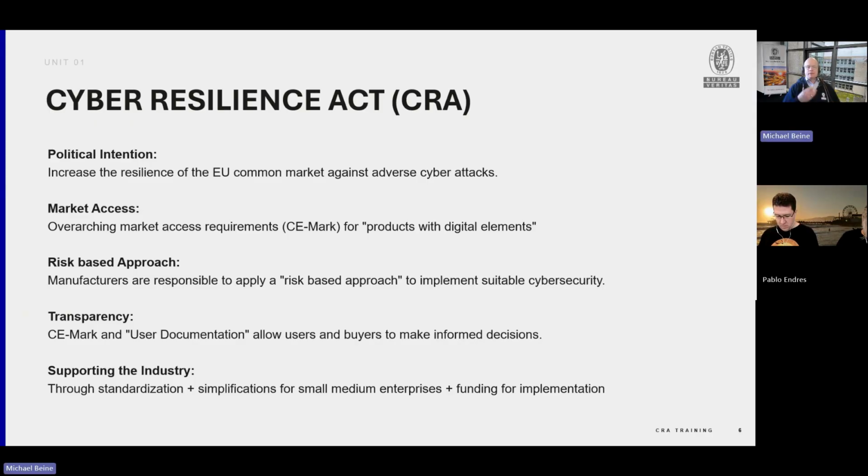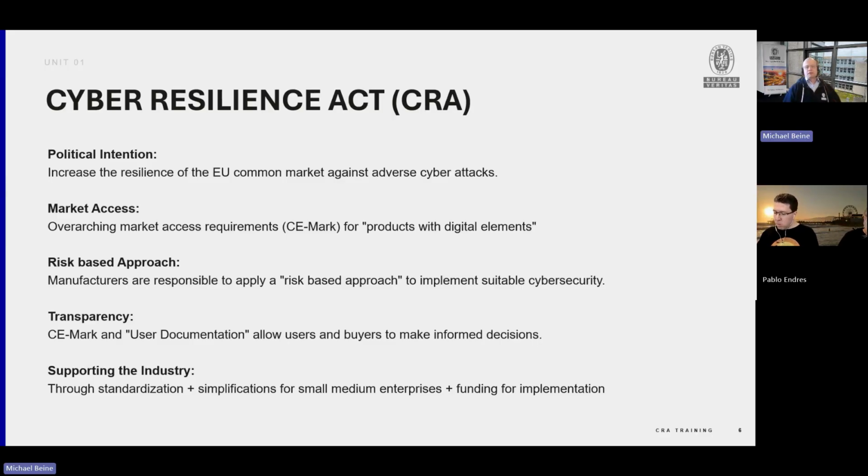And the one thing is the CE mark. So it needs to be clearly marked on the product, so everybody can immediately see that there is a CE mark on the product. But also there's the mandate for user documentation. So manufacturers need to explain to the user about their risk assumptions that they did in their risk-based approach.